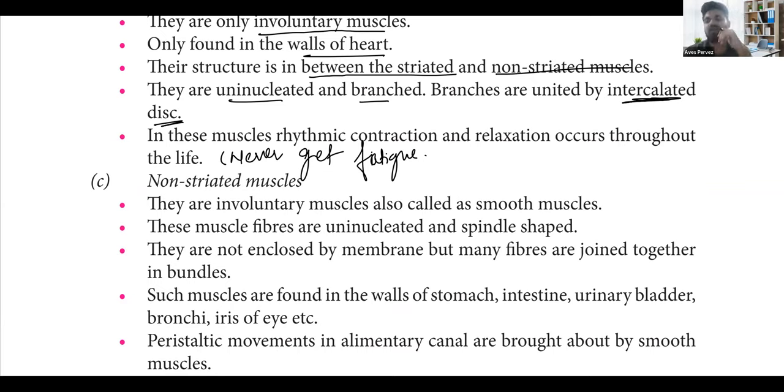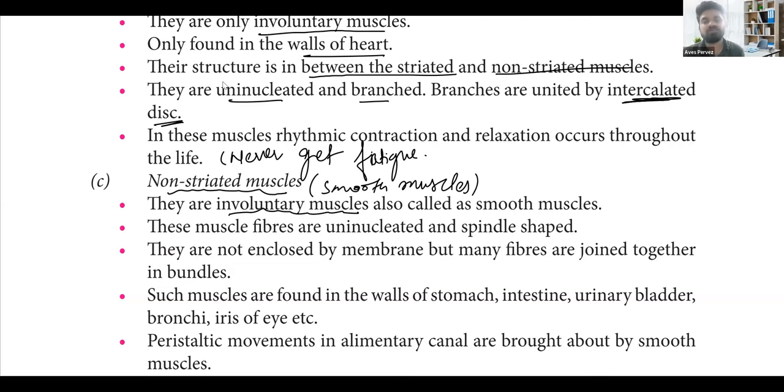Yes, sir. The next we are going to have is non-striated muscles. The non-striated muscles are the smooth muscles, and they are involuntary muscles. Non-striated means it is also called smooth muscles, and the action of this one is not in our will.